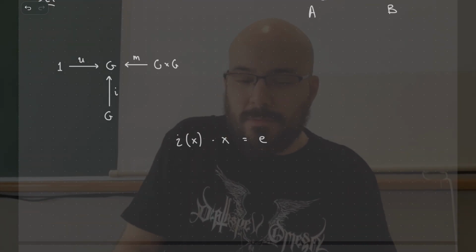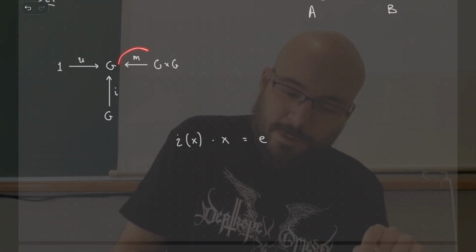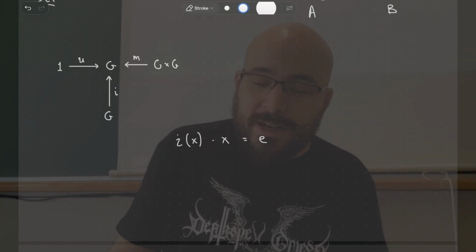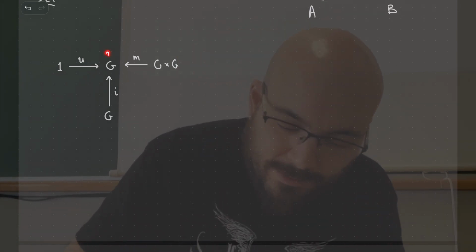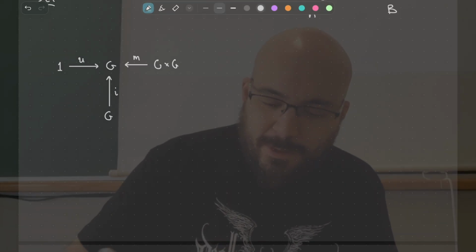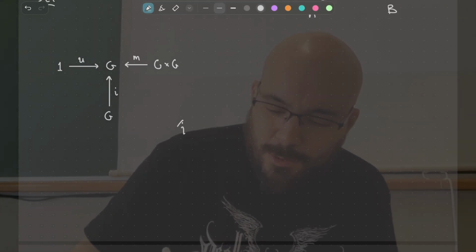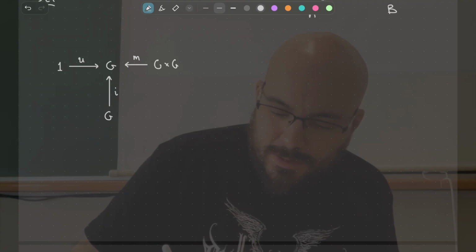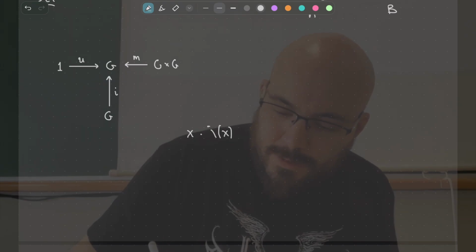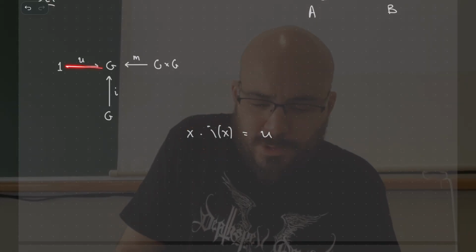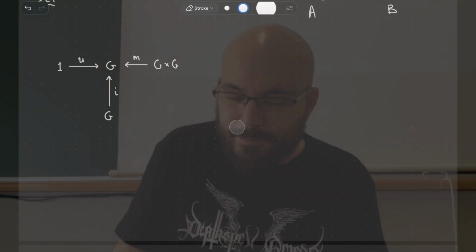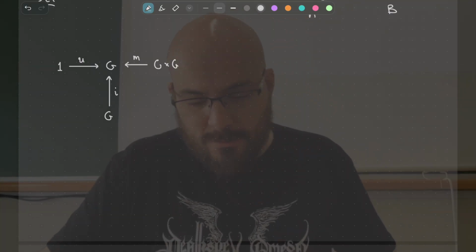And how do I multiply them? With this arrow coming out of G cross G. So my diagram will not look only like this. And of course, if I look at the equation, this is expected, because what was the equation? That x times the inverse of x is equal to u. If you look at this equation, it involves all these three things, right? So let's see.